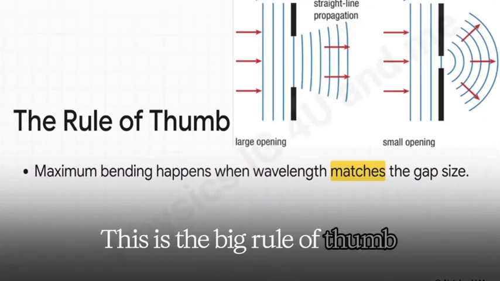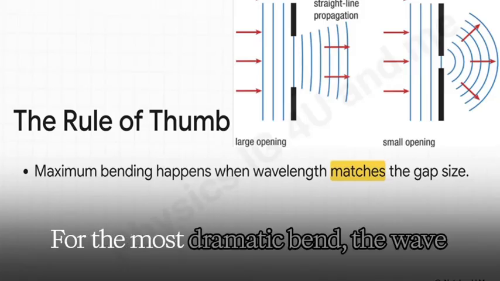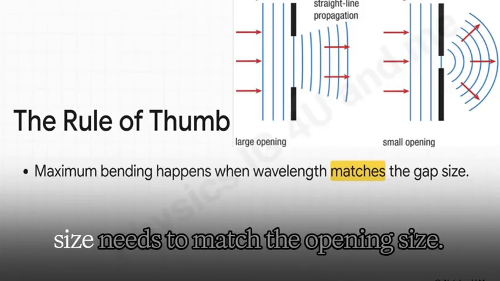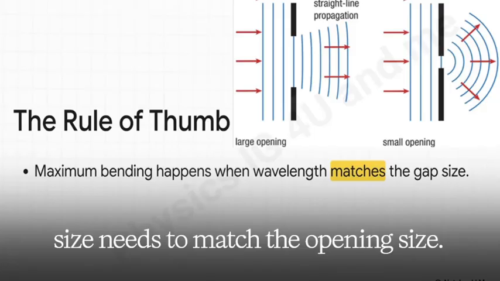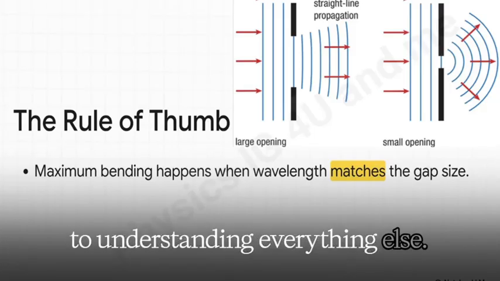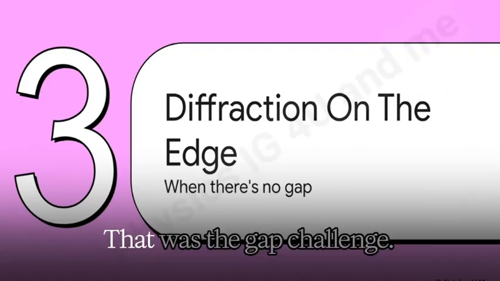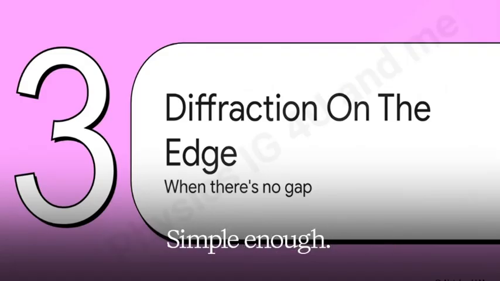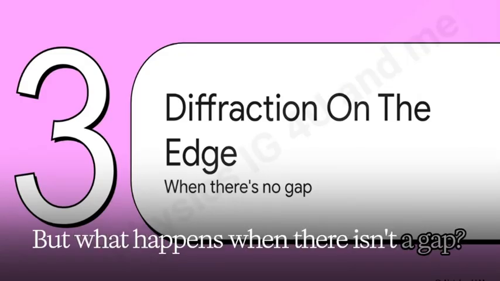So here it is. This is the big rule of thumb you need to remember. For the most dramatic bend, the wave size needs to match the opening size. Got it? Because that one little rule is the key to understanding everything else. Okay, that was the gap challenge. Simple enough. But what happens when there isn't a gap?